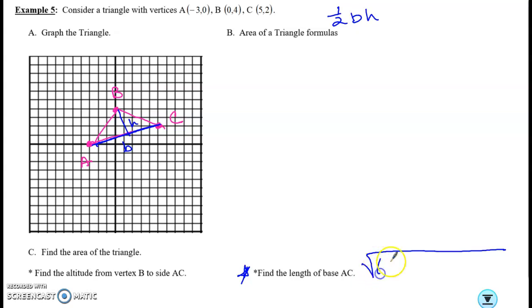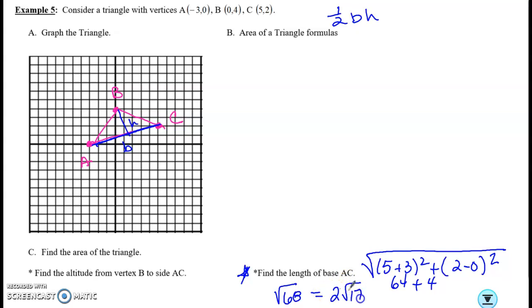So let's see, we have 5 minus -3 squared plus 2 minus 0 squared. And so this is 8 squared, which is 64, and this is 2 squared, which is 4. So this is the square root of 68, and the square root of 68 is 2 square roots of 17. So that's pretty important. You want to remember that one. Now we got to go find the height.